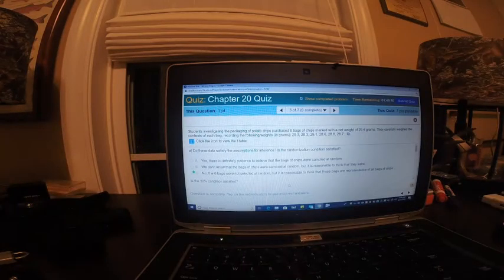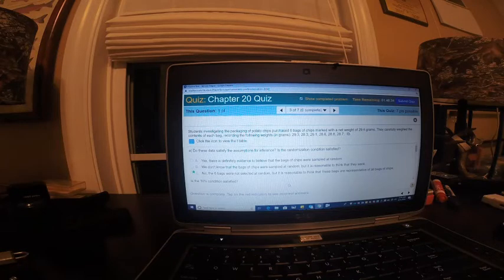This example says students investigating the packaging of potato chips purchased 6 bags of chips marked with a net weight of 29.4 grams. They carefully weighed the contents of each bag, recording the following weights. And it gives you the list there. Does the data satisfy the assumptions for inference? Is the randomization condition satisfied? No, the 6 bags were not selected at random, but it probably is reasonable to think that these bags are representative of all bags of chips, right?